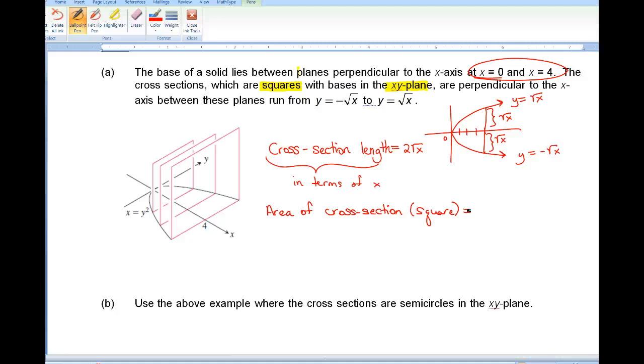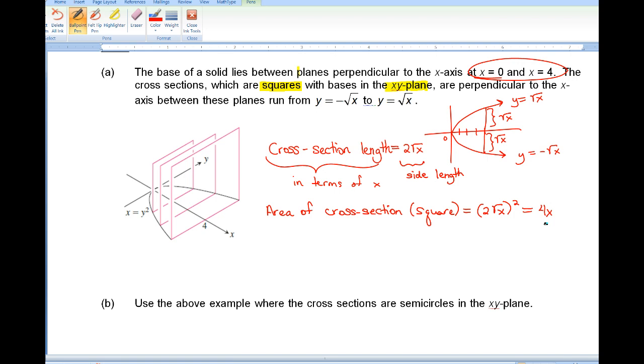How do you find the area of a square? The side squared. Okay, so this is the side length. So it would be 2 root x squared. Simplify that, what do we get for the area? 4x. We get 4x.